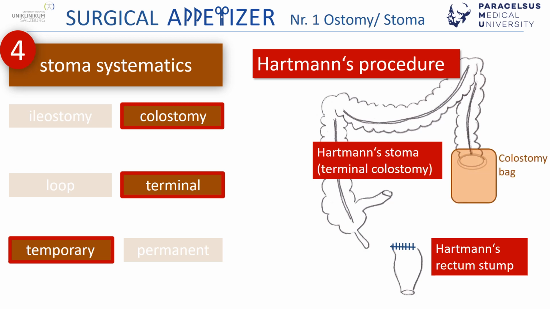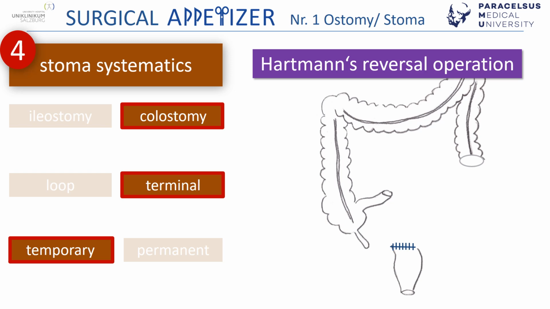However, why is this procedure temporary? Because we can perform a Hartmann's reversal operation by restoring the continuity with an anastomosis between the descending colon and the rectal stump, which can be done in a second procedure.